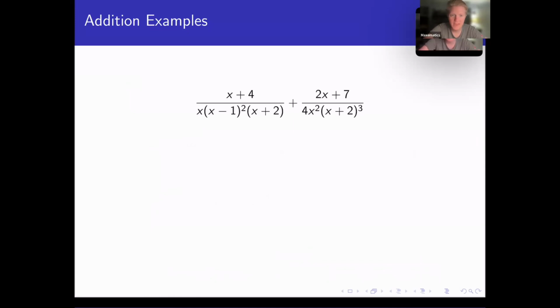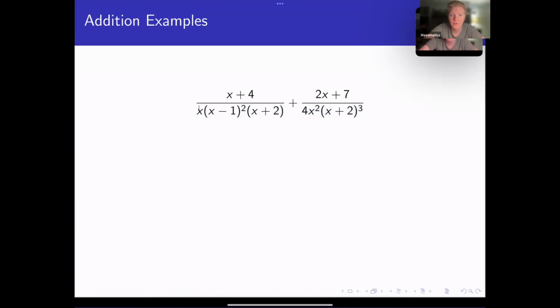We keep going. x plus 4 over x times x minus 1 squared times x plus 2, plus 2x plus 7 over 4x squared times x plus 2 to the third. All right, there's a lot going on here. Let's again look at each denominator and say, oh, this one has this and this one doesn't have this, and make connections. Okay, well, x minus 1 squared times x plus 2. Let's look at the other denominator and see what it has and what it doesn't have.